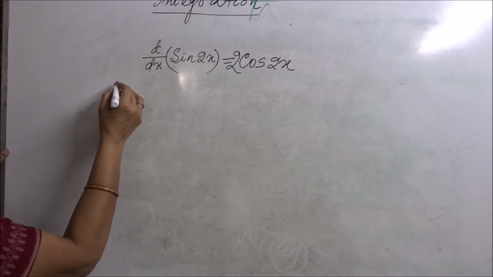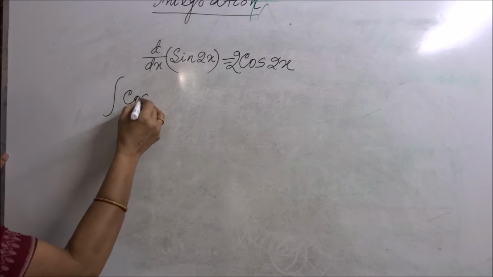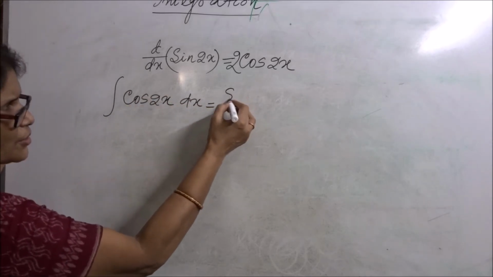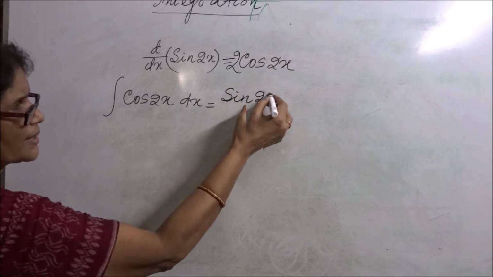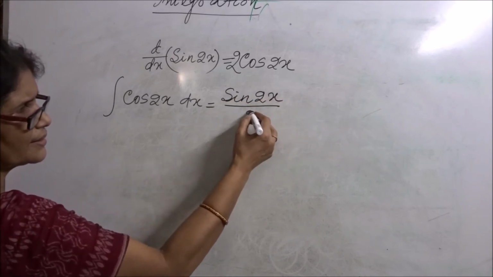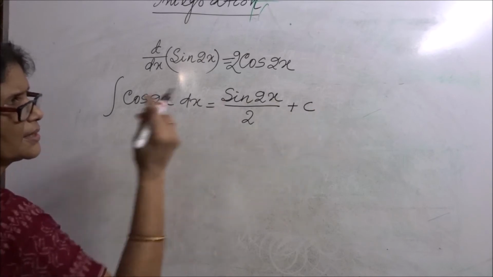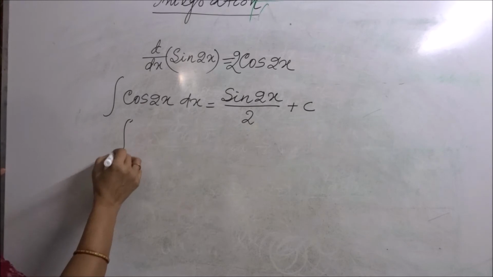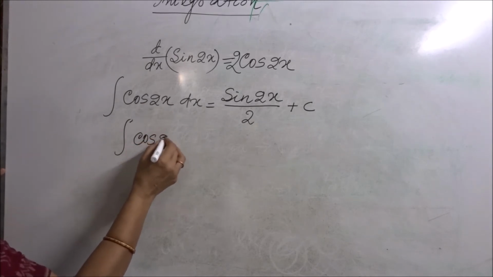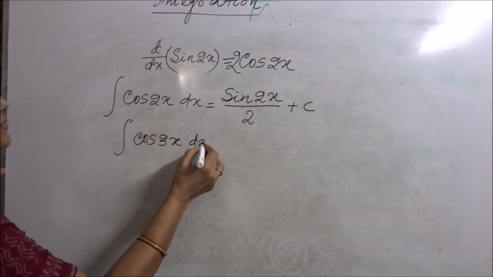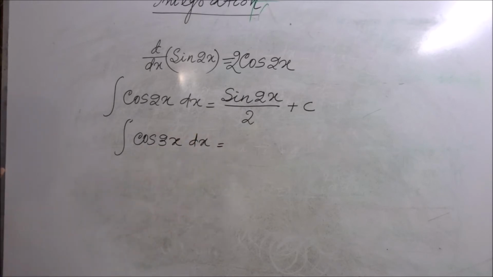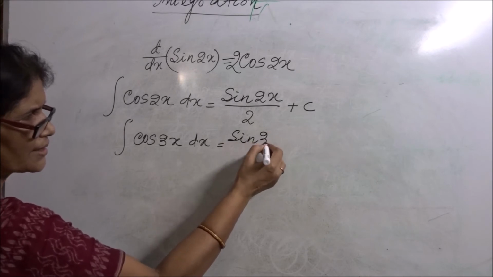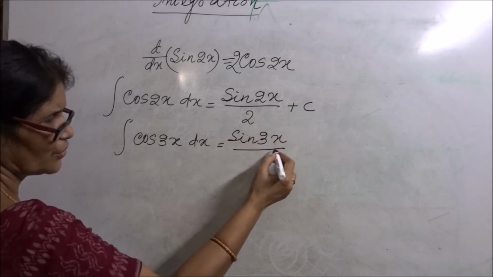So when I integrate cos 2x, how much will it be? It will be sin 2x, and 2 will be divided here, plus c. So whatever coefficient we get, it goes in the denominator. Similarly, cos 3x. So you can guess the answer now. It will be sin 3x by 3.